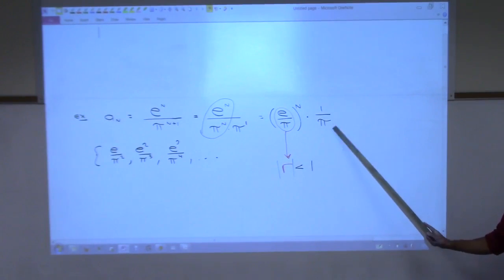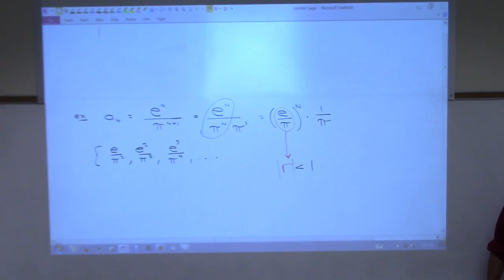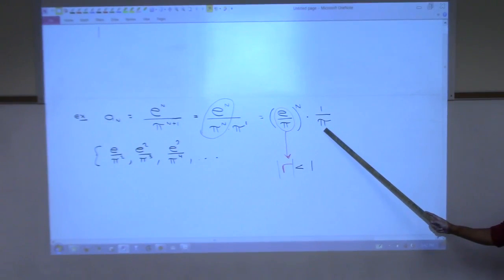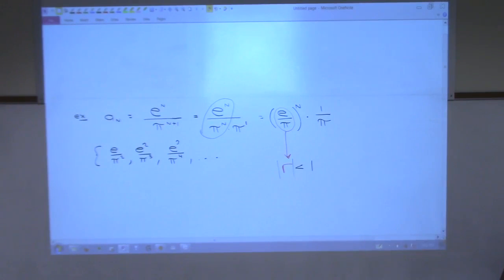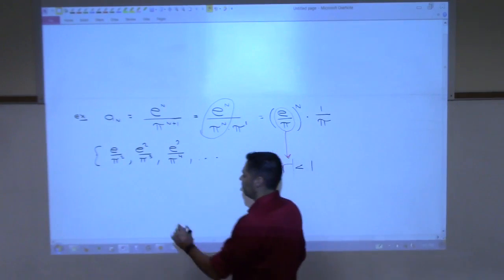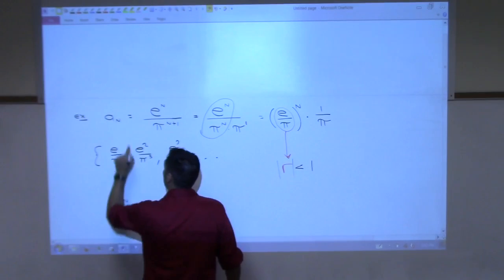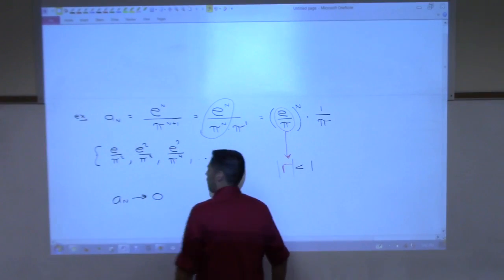So this right here is going to head out to 0, isn't it? This constant out here, 1 over pi, has no impact on it. It's just some constant. That's never changing, right? 1 over pi is just there the whole time. So this thing will go to 0. So this a sub n goes to 0.